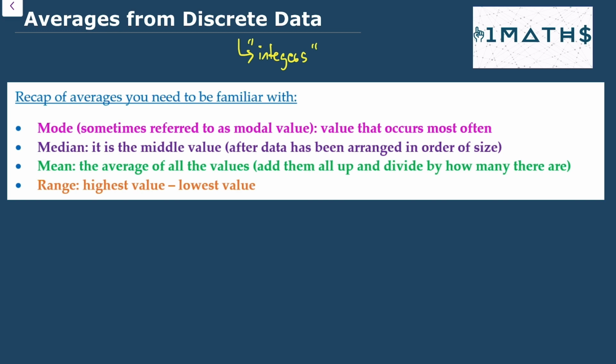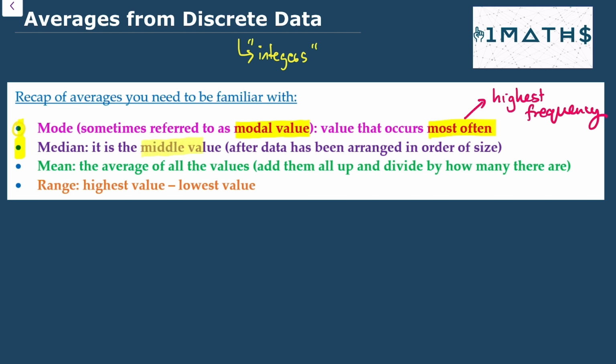We have here 4 averages. The first one is the mode, and the mode is also sometimes referred to as the modal value. And the mode is the value that occurs most often. A different way of thinking about it is it has the highest frequency if we have a frequency table. The second average you need to be familiar with is the median value.